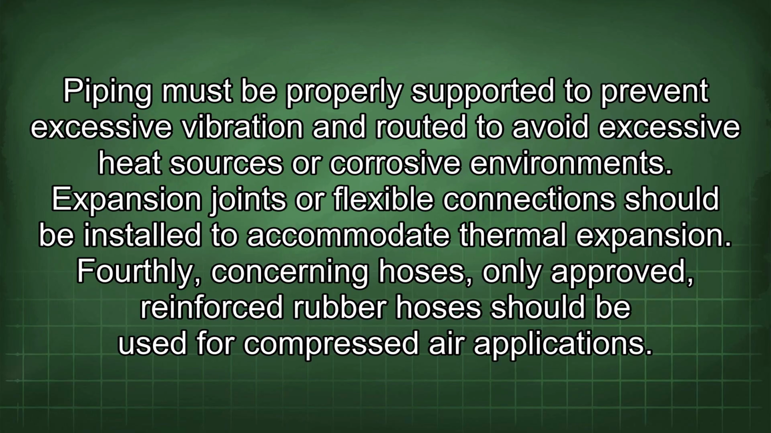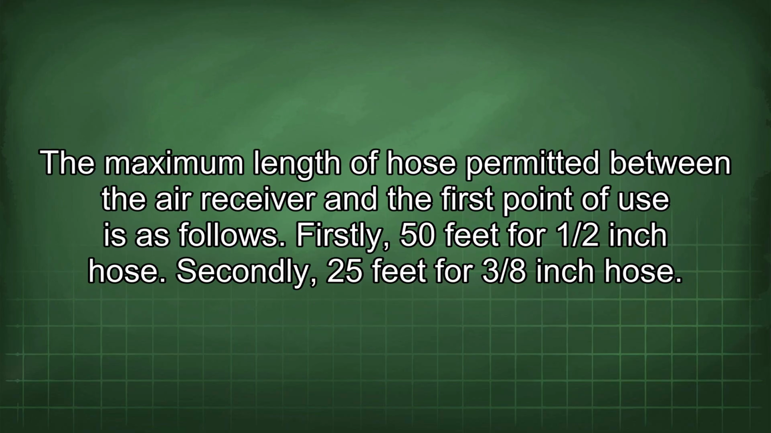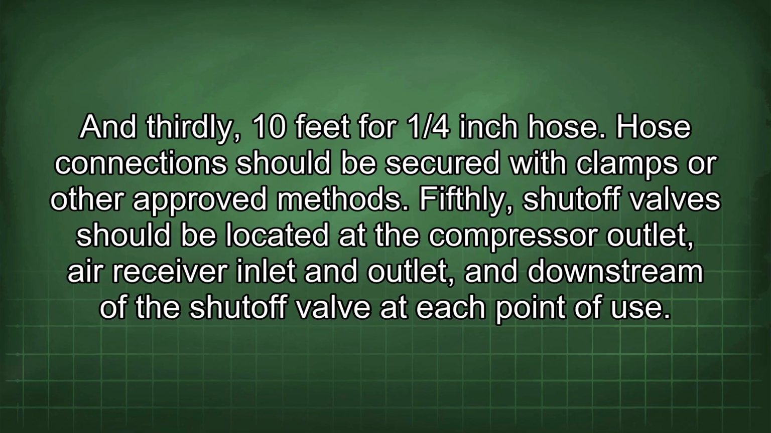Fourthly, concerning hoses, only approved reinforced rubber hoses should be used for compressed air applications. The maximum length of hose permitted between the air receiver and the first point of use is as follows. Firstly, 50 feet for 1/2-inch hose. Secondly, 25 feet for 3/8-inch hose. And thirdly, 10 feet for 1/4-inch hose. Hose connections should be secured with clamps or other approved methods.